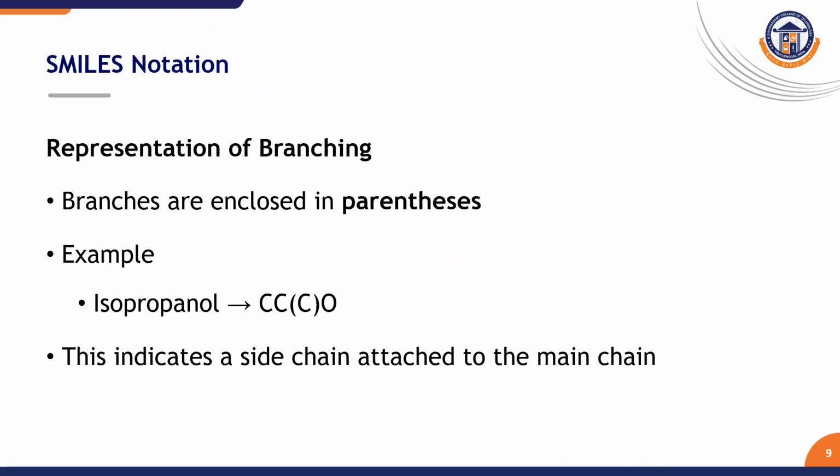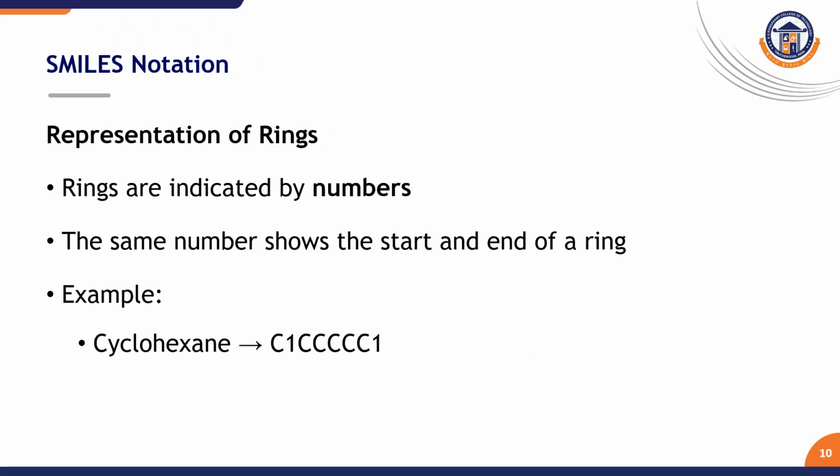Representation of branching can also be done in SMILES notation. The branches are enclosed in parentheses. For example, isopropanol is represented as CC(O)C, with the oxygen within parentheses. This indicates a side chain is attached to the main chain.